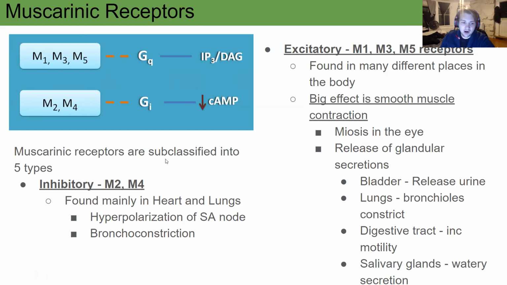Because M2 and M4 are Gi, we know that those would be inhibitory receptors. And those are going to be found mainly in the heart and the lungs. And what's important to know is that by activating these M2 and M4 receptors, we're going to be hyperpolarizing the SA node. And by doing that, we're going to be decreasing the overall response on the heart. And we're also going to be constricting the airway diameter and causing bronchoconstriction. So activation of M2 and M4 receptors really causes some pretty nasty things, right? We're decreasing the heart rate and we're causing bronchoconstriction.